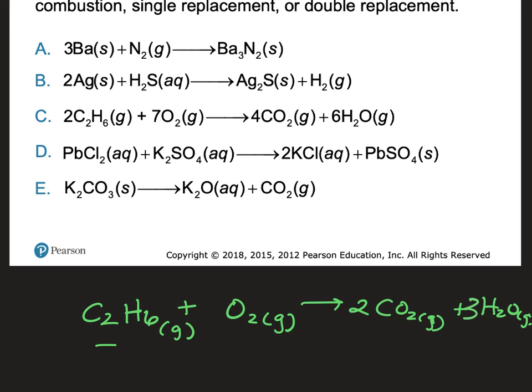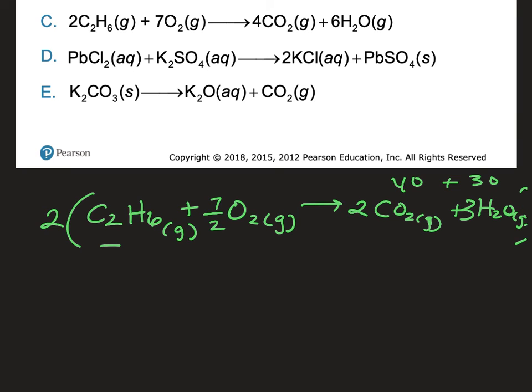Now let's try and balance our oxygens. On the left side of the equation, you have 2 oxygens. On the right side of the equation, we have 4 oxygens plus 3 oxygens for a total of 7 oxygens. So in order to balance those oxygens, I'm going to put a fraction in front of the oxygen. I'm going to say we have 7 halves. Then what we're going to do is multiply the whole equation by 2. And when we do this, we can get rid of that fraction.